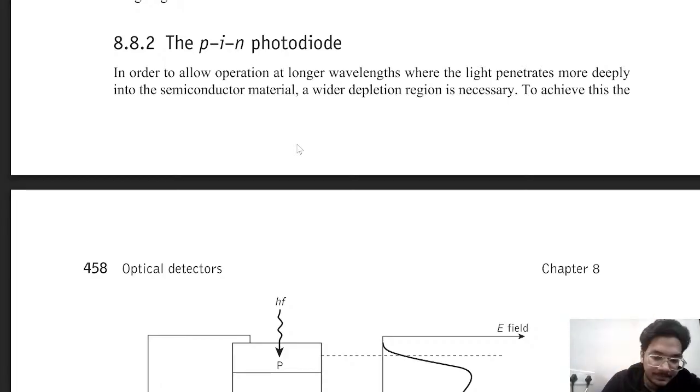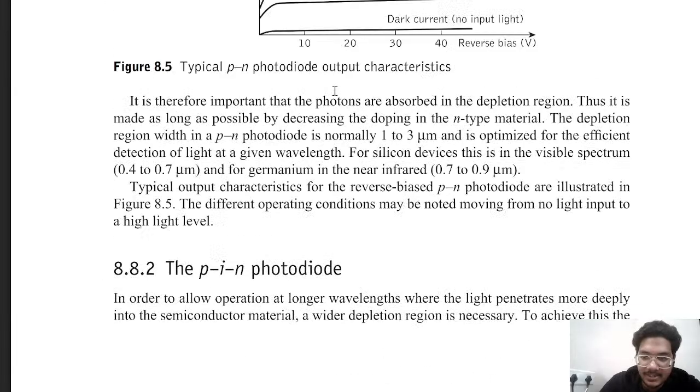Good evening, everyone. In this session, we try to understand the PIN photodiode. The problem in the previous PN diode is that... let's discuss what the problem is.